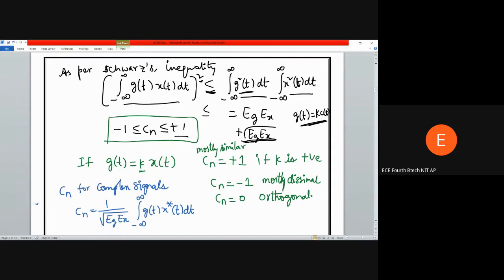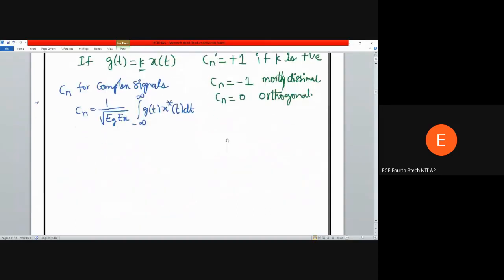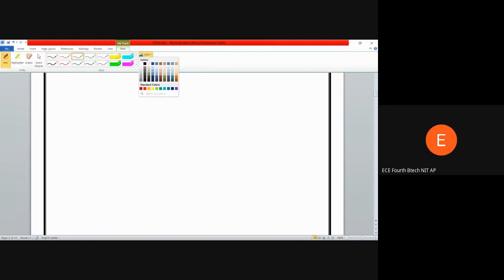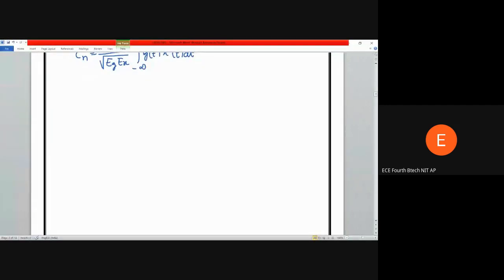Okay, let's take an example now. So this example will try to clarify all your queries. Let me take a special color here. So let me take this example. I'll be giving you a set of signals and we'll try to calculate the correlation coefficient between these two signals. Okay, so the very first signal that I'm going to define is x of t.